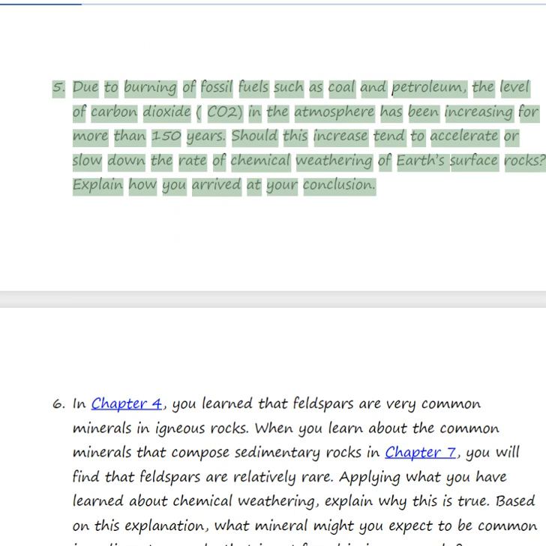5. Due to burning of fossil fuels such as coal and petroleum, the level of carbon dioxide in the atmosphere has been increasing for more than 150 years. Should this increase tend to accelerate or slow down the rate of chemical weathering of Earth's surface rocks? Explain how you arrived at your conclusion.